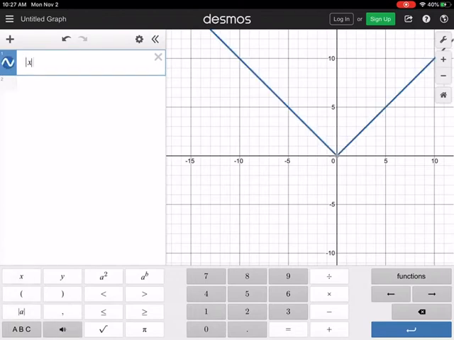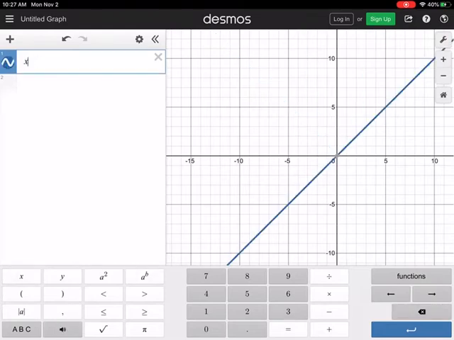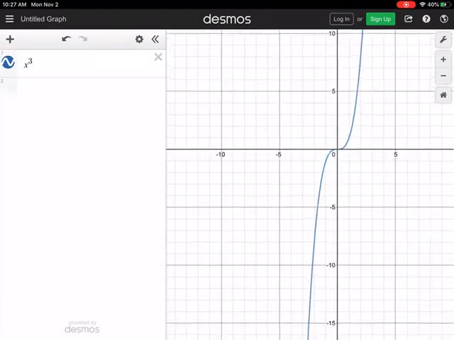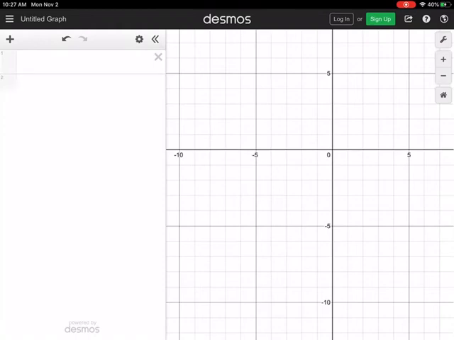So let's do, what was another one? Absolute value. So we have the absolute value. Where does that start at? 0. So you notice that all of your parent functions start at 0 or go to 0. So let's look at x cubed. And you notice your function starts at 0. You can also do the cube root.